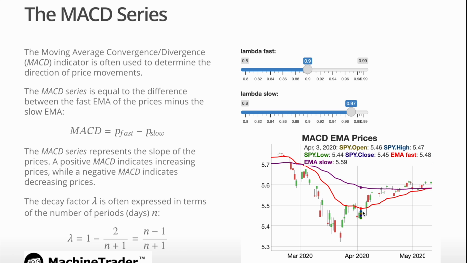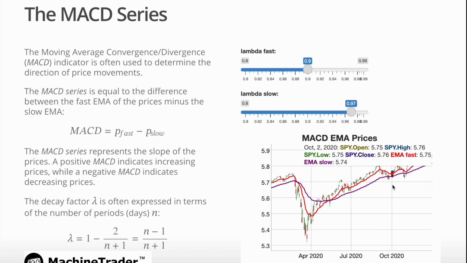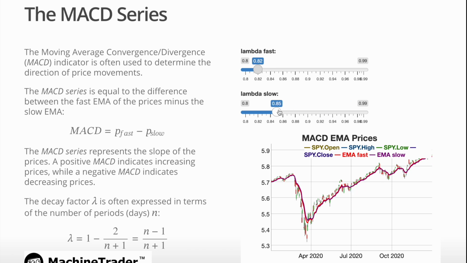We can see that even though the SPY prices bottomed out on March 23rd, there's a lag in the MACD series. The red line, the fast EMA, is still below. It's still catching up. It's still below the slow EMA up until about May. So there's a significant lag. We can correct that by reducing the lambda fast and also reducing the lambda slow.